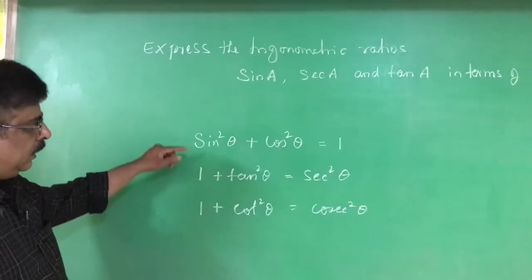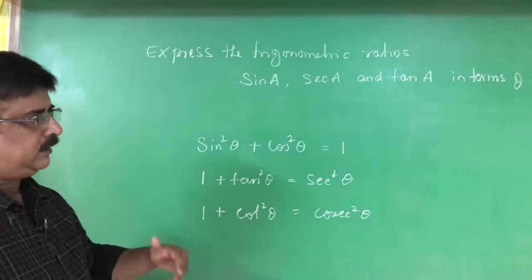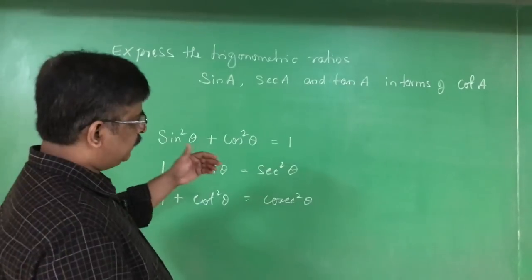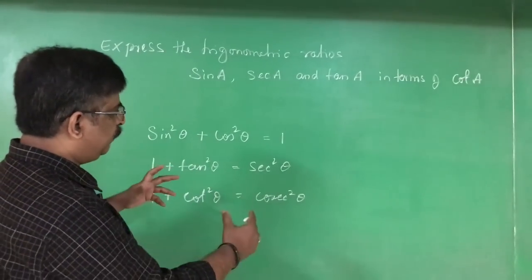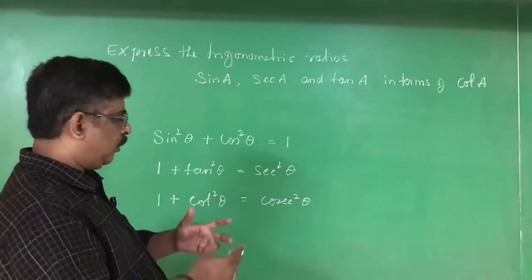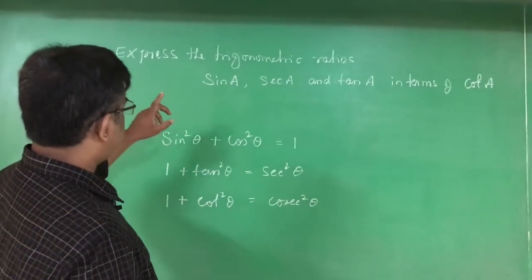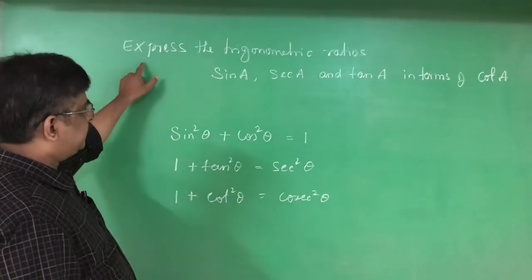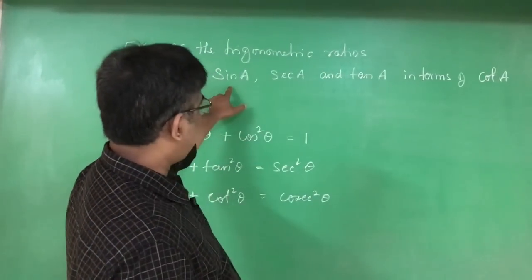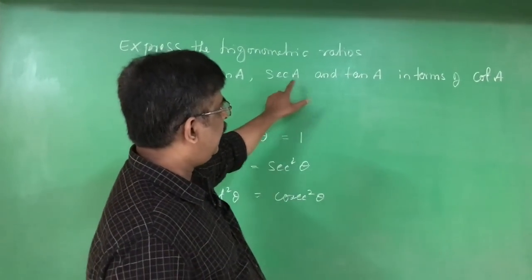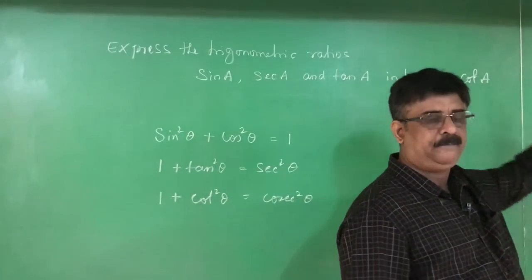Now, using these identities, we are going to solve the problems. The first 3 to 4 problems of the textbook are meant for getting practice of using the trigonometrical identity. The first question is given like this: Express the trigonometric ratios sin A, secant A, tan A in terms of cot A.